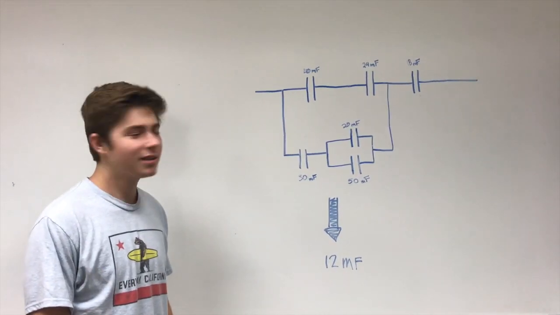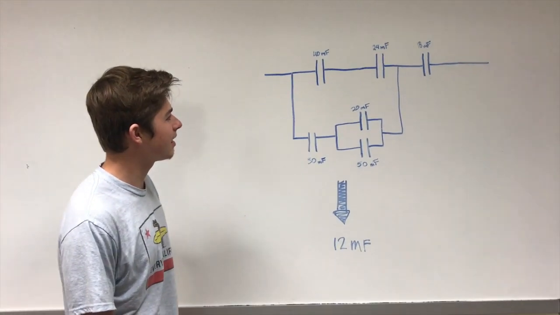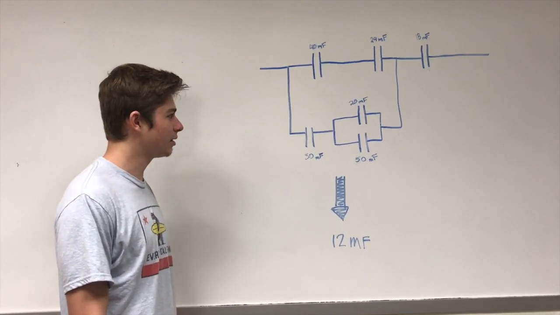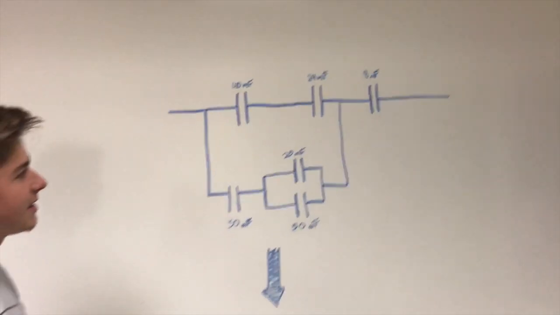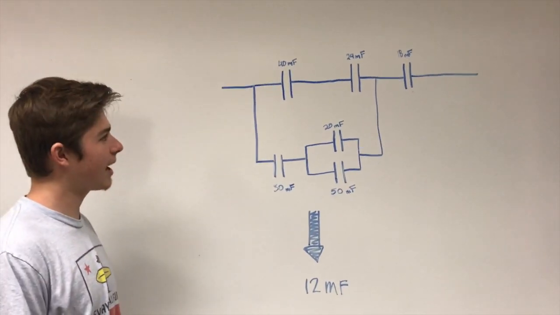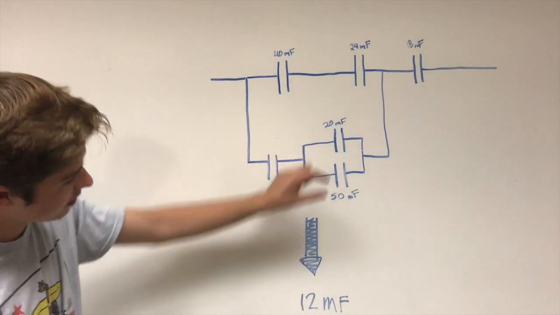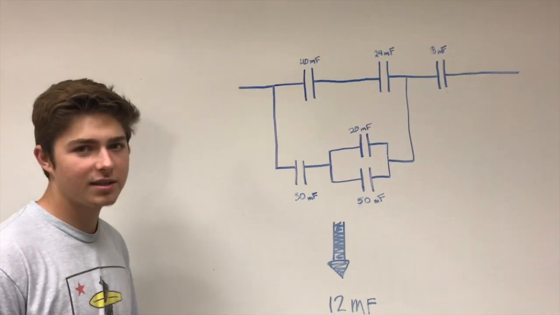For the last parts, B and C for this question, it just asks us to locate two capacitors that have the same charge and two capacitors that have the same voltage change. And so these two capacitors right here, because they're in series, will have the same charge. Capacitors in series always have the same charge. And then these two capacitors right here will always have the same voltage drop because capacitors in parallel have the same voltage.